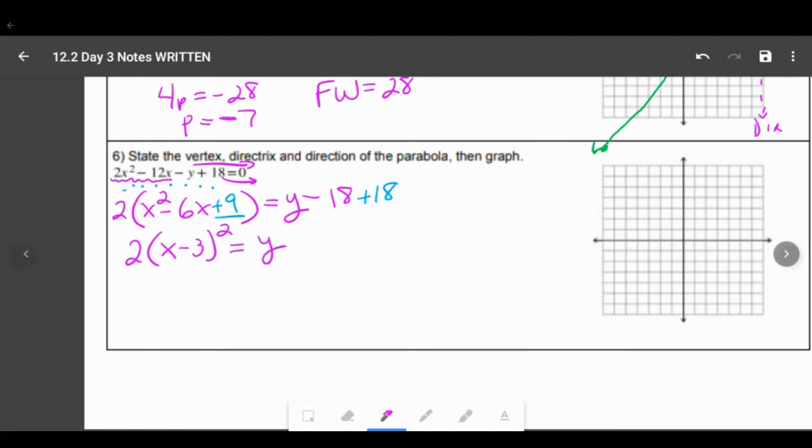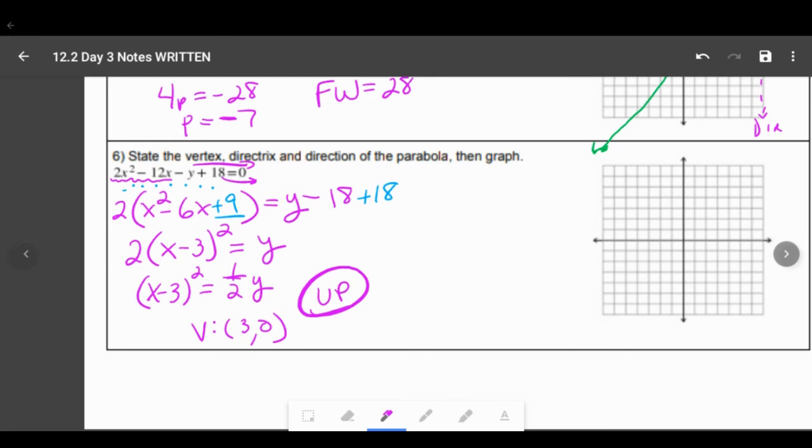The nice thing is the 18s cancel, so I just get equals y. I'm not in proper form yet. I need to divide by 2. So x minus 3 squared equals 1/2 of y. Now I'm in the proper form. So now I can figure out my vertex, that's going to be 3, 0. It's x squared, so I know it goes up or down because it's positive 1/2. That means it's going to be opening upward.